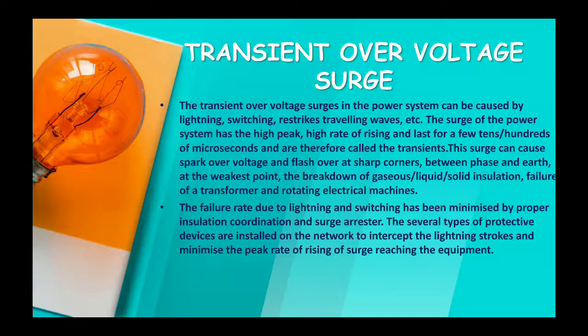The failure rate due to lightning and switching has been minimized by proper insulation coordination and the surge or lightning arrestor. It is very important. Several types of protective devices are installed on the network to intercept the lightning stroke and minimize the peak and rate of rising of the surge reaching the equipment.